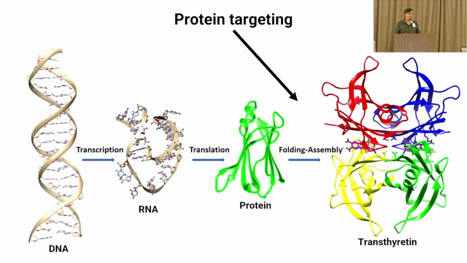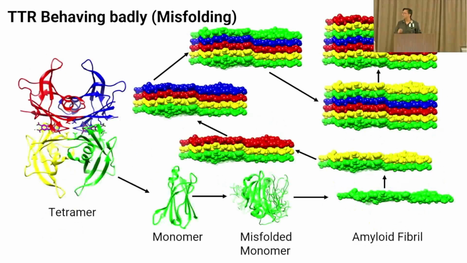Okay, now we can talk about protein targeting. But before talking about protein targeting, we have to discuss in detail TTR behaving badly, or misfolding. How does this happen? Well, we'll start over on the left with the native tetramer. That's the well-behaved native tetramer. That's what TTR looks like when it's doing its job.